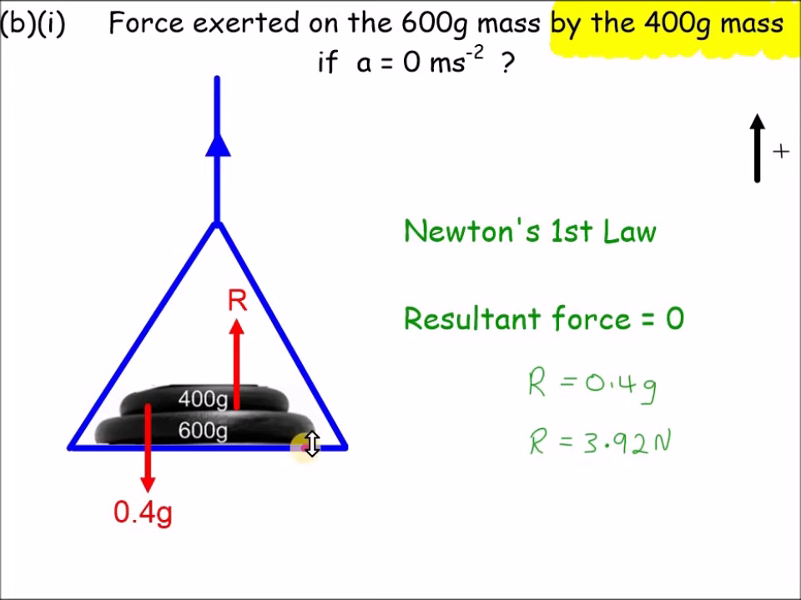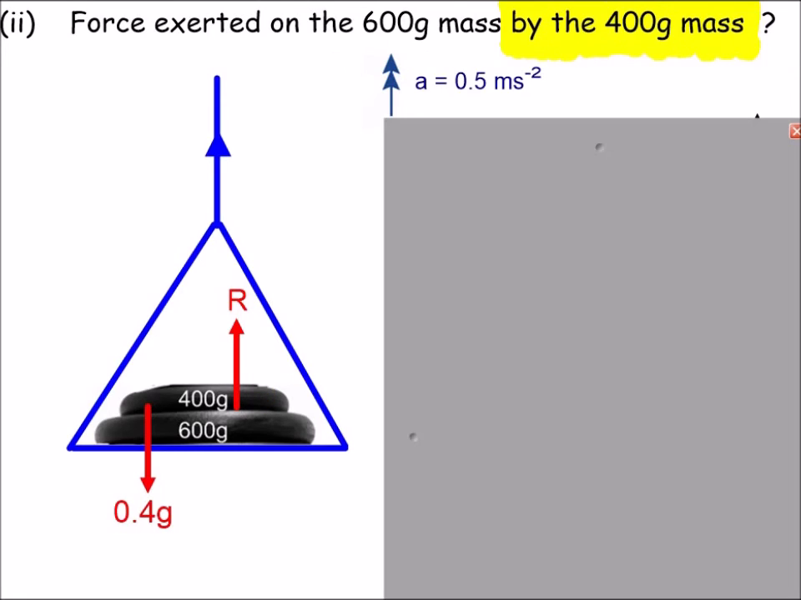So remember, by the third law, the 400 gram mass here pushes down on the 600 gram mass, and the 600 gram mass is pushing upwards on the 400 gram mass by an equal and opposite force, equal in magnitude but opposite in direction. Okay, so same again, but this time we have acceleration, 0.5 meters per second squared upwards.